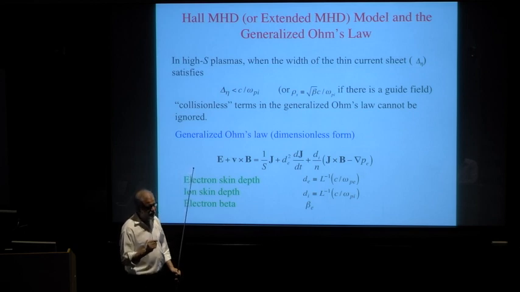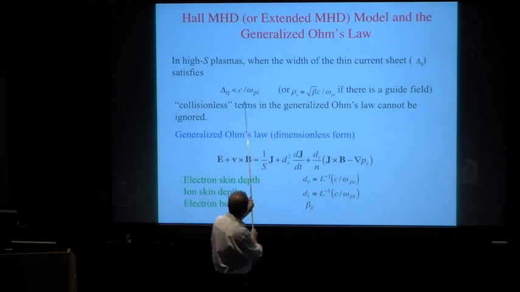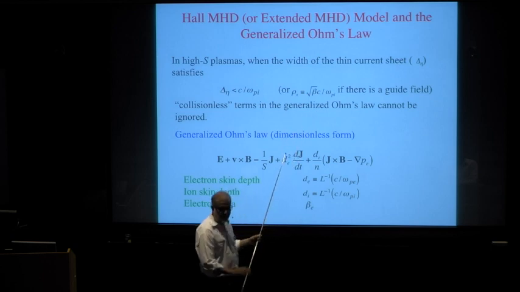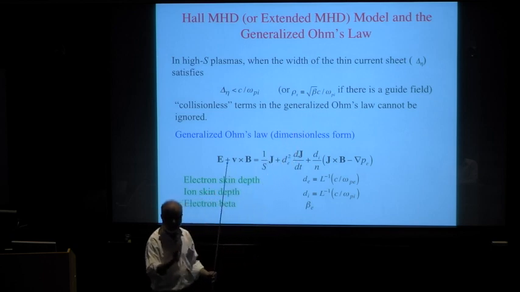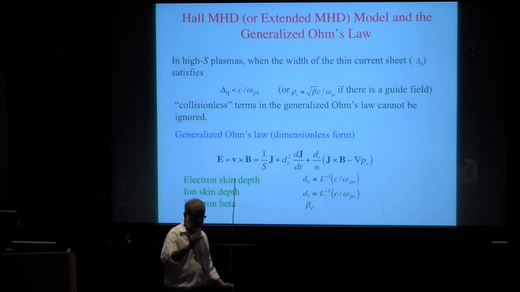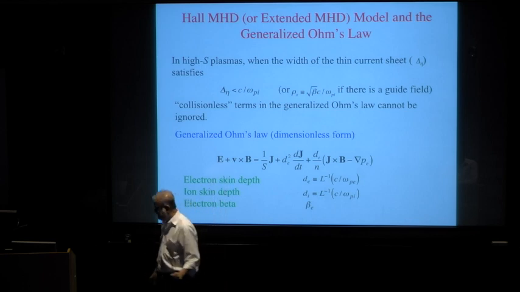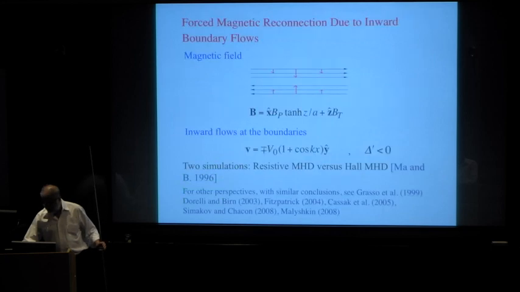The answer is a little different if you have a guide field, which means the field perpendicular to the plane of the paper, in which case this criterion, c over omega_pi, gets revised somewhat by the multiplication of beta. But that's a minor matter. Basically, what you're looking at is when the Sweet-Parker width in the system falls below the ion skin depth, you should see a rapid enhancement of the reconnection rate. Let's set up a simulation.